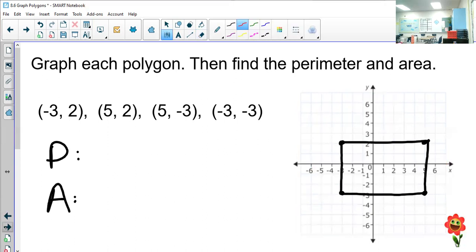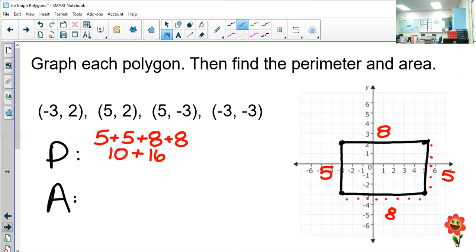On this side, I've got 1, 2, 3, 4, 5 boxes. And on this side I have 1, 2, 3, 4, 5, 6, 7, 8. So I have 8 here and 5 here. Well, if I have 5 on the right, I also have 5 on the left. And if I have 8 on the bottom, I also have 8 on the top. So we just add those together. 5 plus 5 plus 8 plus 8. 5 plus 5 is 10, 8 plus 8 is 16. So my perimeter is 26 units. I don't know if we're talking about feet or yards or anything else here, so I'm just going to leave it at 26 units.